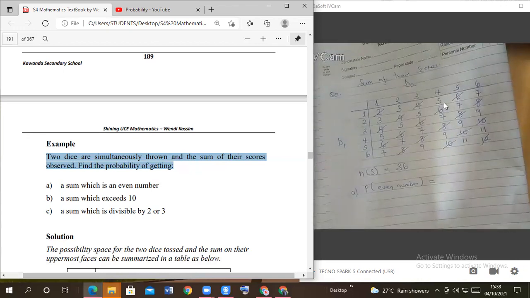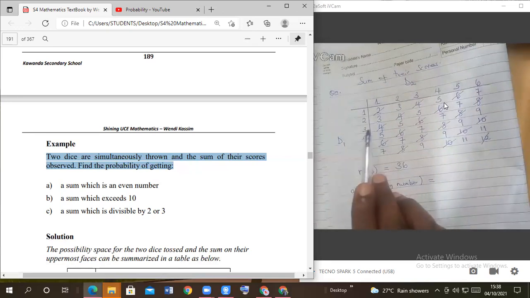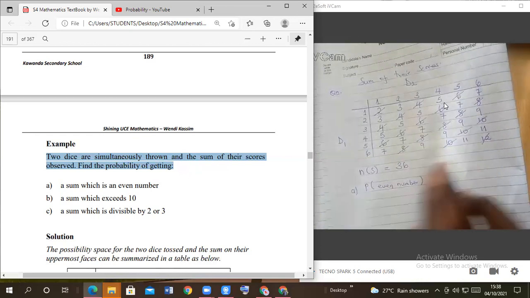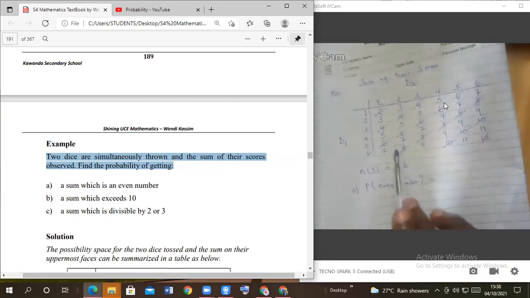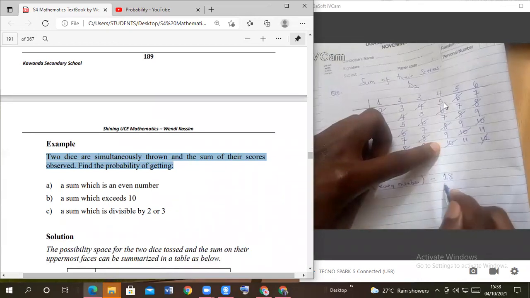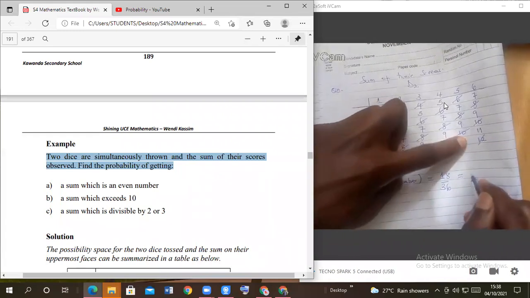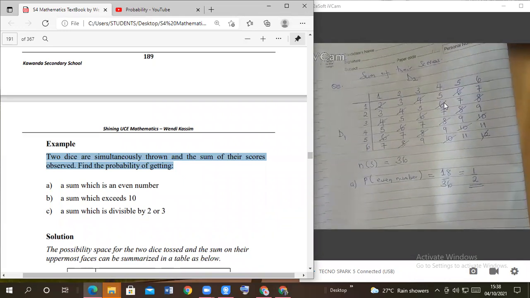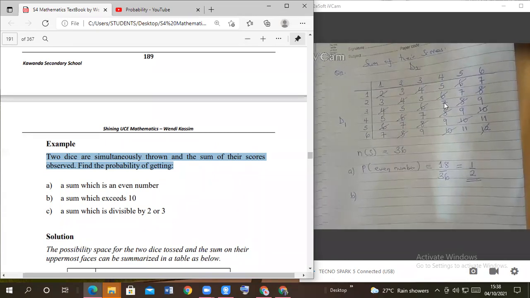Count, how many are there? 1, 2, 3, 4, 5, 6, 7, 8, 9, 10, 11, 12, 13, 14, 15, 16, 17, 18. There are 18. So it becomes 18 out of 36, which will give us a half. Members, are we together?